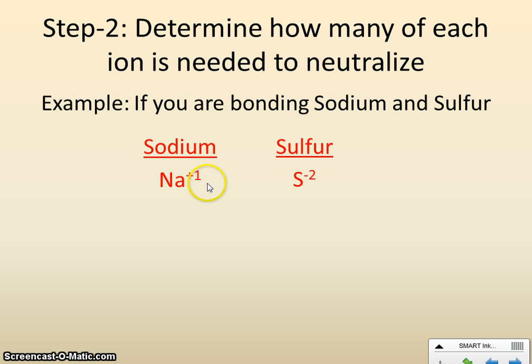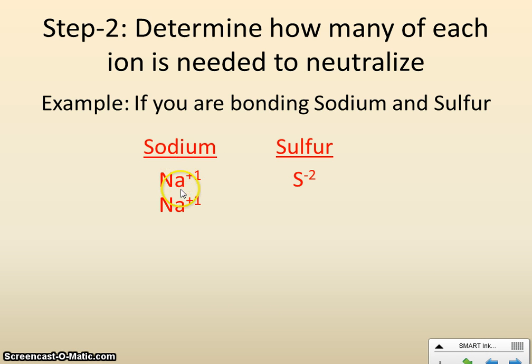So if you look at this right now, if we were to have one Na+ and one S2-, would that be neutral? Well, you have +1 and -2. Overall, that would have a -1 charge, right? So no, we need some more positives here. So what we're going to do is add another sodium ion, okay?